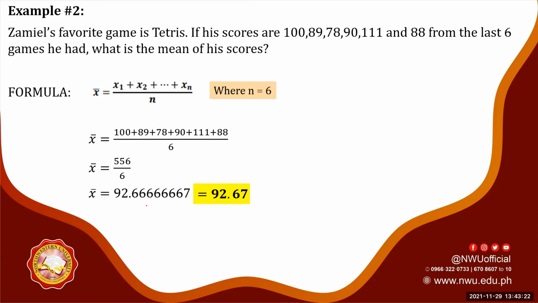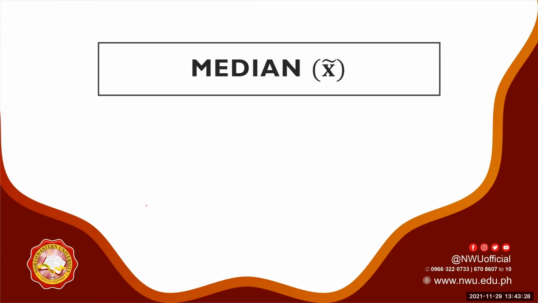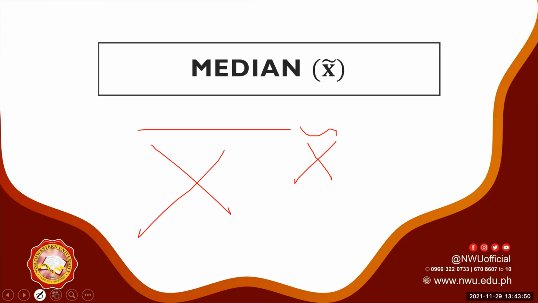So therefore, we can now go to the second most important measure of central tendency, which is the median. Now, the difference here is X bar for mean, and here is X with a tilde for median. So, ganyan naman yung kanyang notation. For median, it's just X like that. For mean, it's X bar.